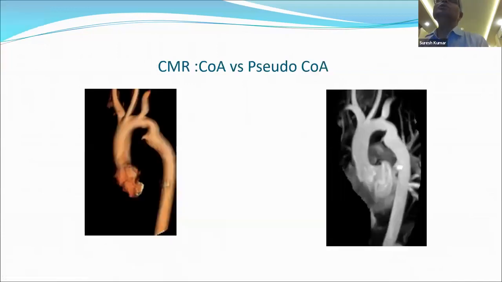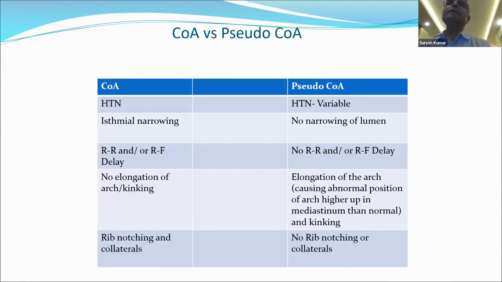In the adult, quite often coarctation versus pseudocoarctation is a question that comes. And some of the differentiating features are these. Hypertension is sort of inevitable in coarctation while variable in pseudocoarctation. There is no ischial narrowing in pseudocoarctation, nor any radiofemoral delay. And the arch is elongated and kinked in pseudocoarctation. And pseudocoarctation has no rib notching or collaterals.